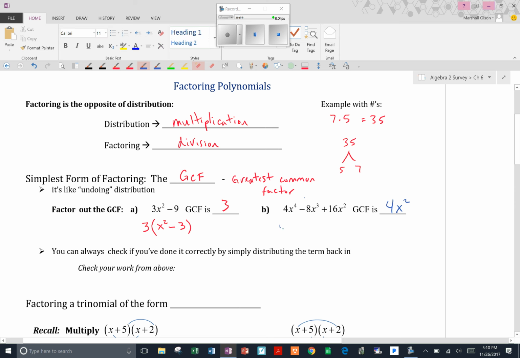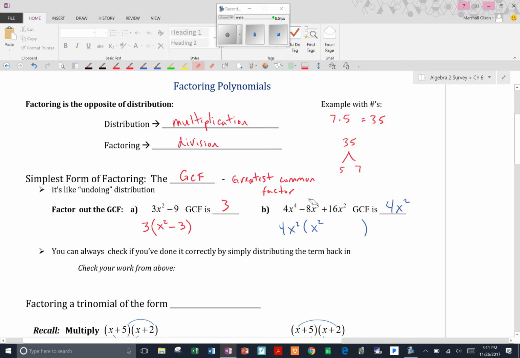So if I put a 4x squared out in front of my parentheses, you've got to leave enough room to fit a trinomial there because there's those 3 terms. The first thing we're going to focus on is that first term right there. What would I have to multiply this 4x squared by to get that 4x to the 4th? Well, I'd need to multiply it by x squared. So when I pull it out, it's the opposite of multiplying it back in. I can check it by mentally going, if I multiplied this by this, would I get the 4x to the 4th? Yes, I would.